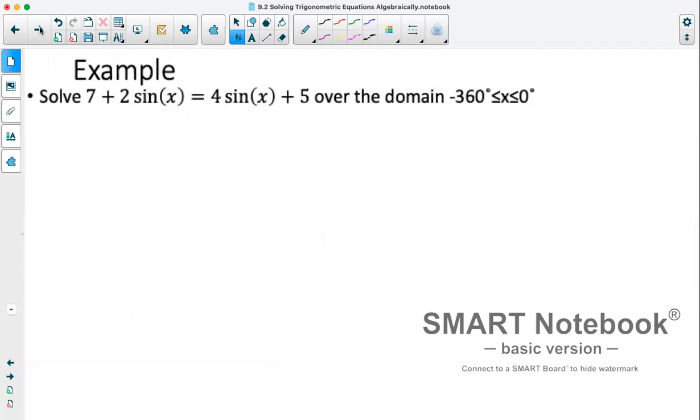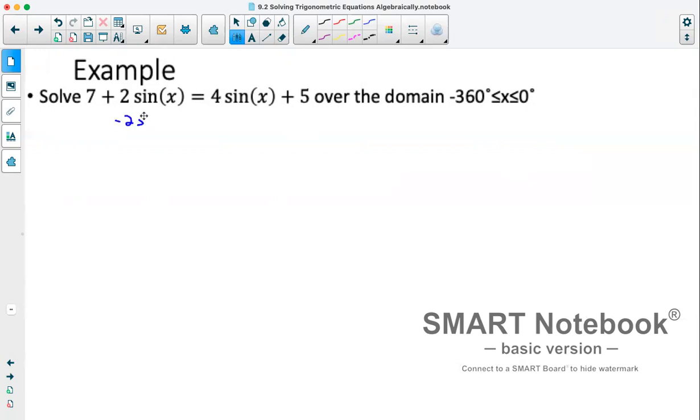So, example: solve 7 plus 2 sine x equals 4 sine x plus 5 over the domain from -360 to 0. So this is somewhat similar, but a bit more complex than the questions you dealt with in grade 11. Instead of going from, say, 0 to 360, we're going to deal with other domains. So we've got our -360 to 0, and we might have a bit more rearranging than we did in grade 11. First thing I would do is move all of the sine functions to one side, and then the numbers to the other side.